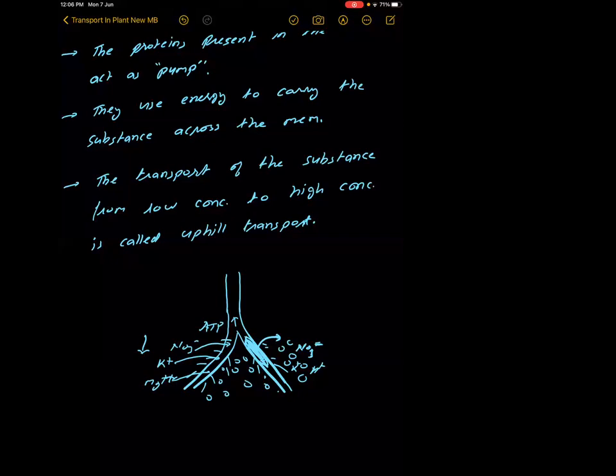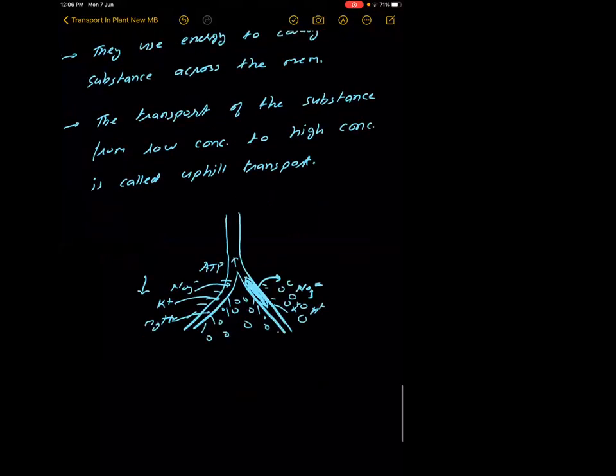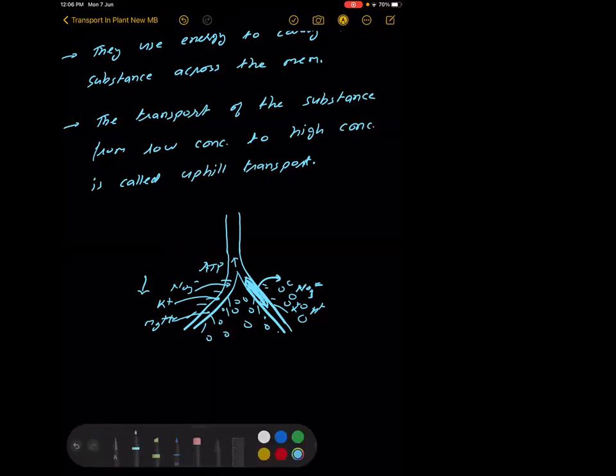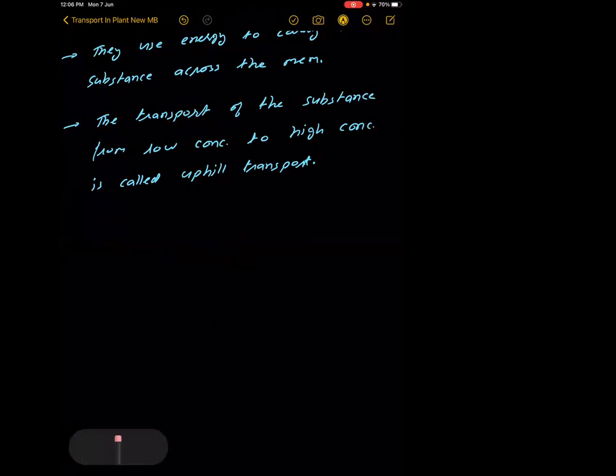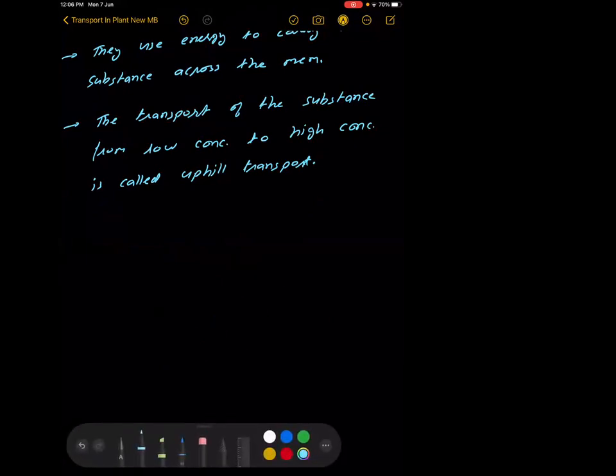Sir, shall we draw the diagram, sir? No, it is not required. It is just a rough idea. If low concentration occurs in the soil, you have to use the energy, obviously. So this is active transportation.